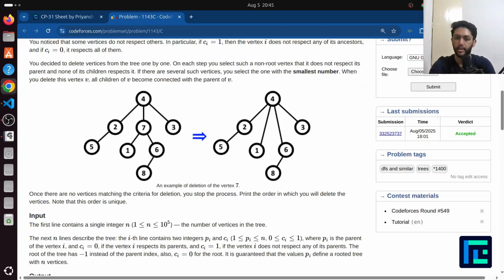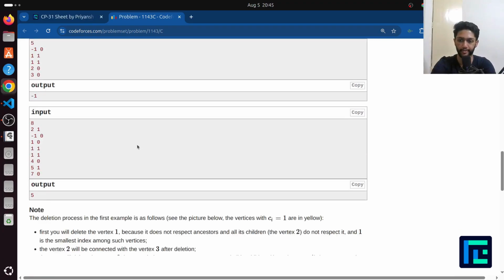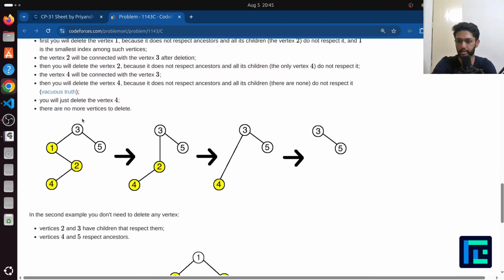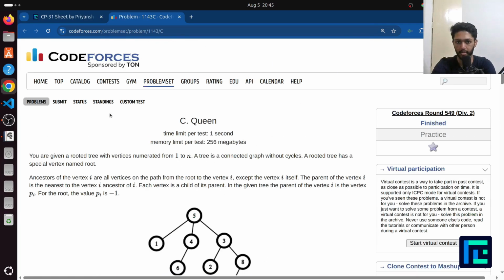So just pause the video and try the problem by yourself. You can see the sample test cases if you want. They are pretty simple. Okay, so you can pause the video now.